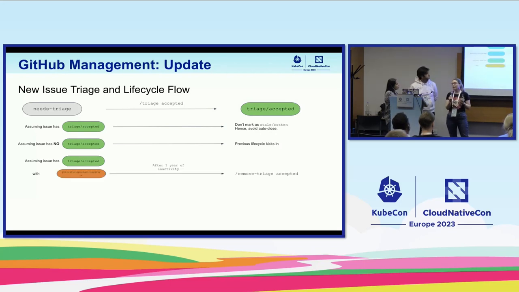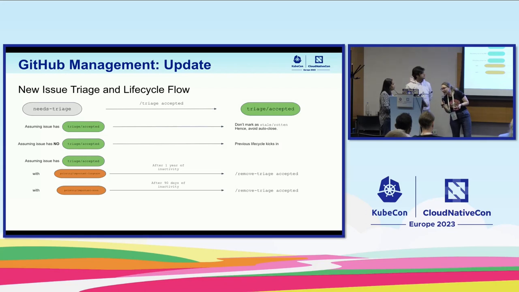And then assuming that it has triage accepted, and we have another label that defines the priority. What is it called again? Priority. Oh, yeah. Priority important long term. So we're saying this is something that's important, and we're going to get to it eventually, but it's going to take a while. So after 1 year of inactivity, then triage accepted will be removed from that. So you can see that we're just delaying the start of the closing process. If you say it was important, then we can delay this process where we'll close it for at least a year, really a year and 3-4 months.